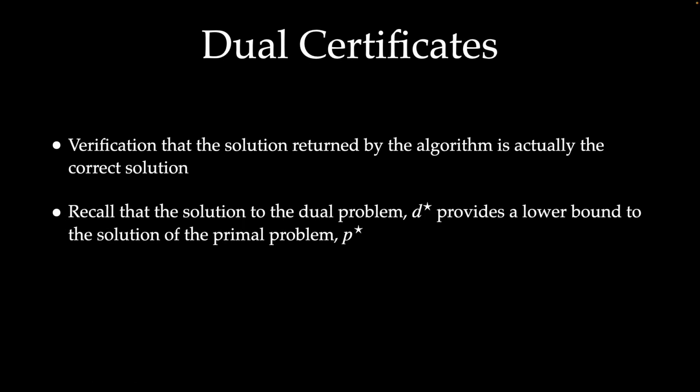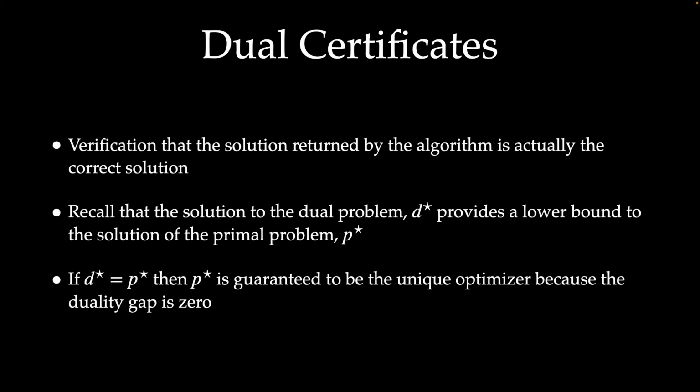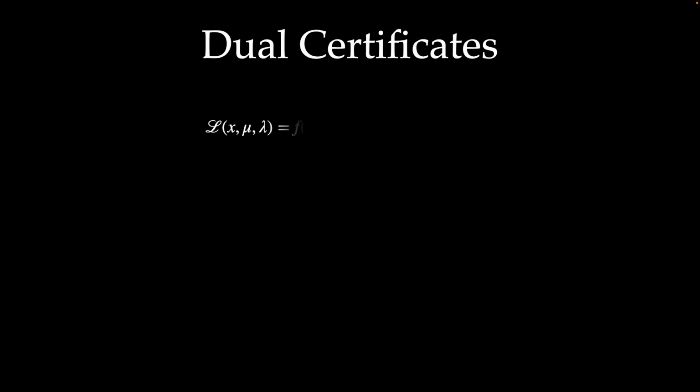What this relies on is the fact that the solution to the dual problem is actually a lower bound to the solution of the primal problem. And we'll see this in the next slide here. If the solutions to the dual and the primal are equivalent, then we know that the optimal value of the primal problem is guaranteed to be the optimizer, because the duality gap is 0. This is the key idea behind dual certificates, and we'll see this written out a bit more in the next slide.